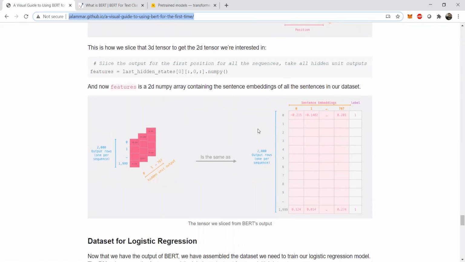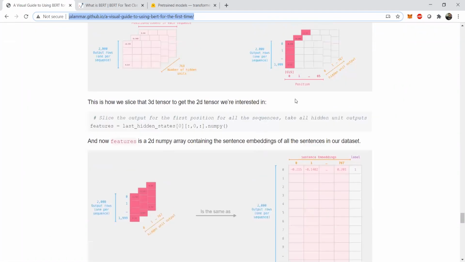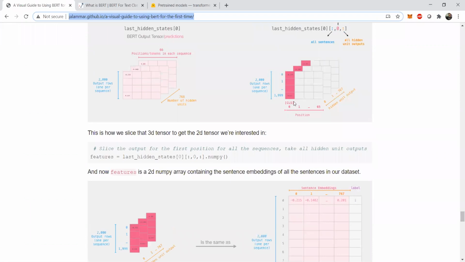Now the next part is that this is a 3D tensor that we get, which is denoted over here. So how do we scale this into a 2D tensor? Because in many cases, when we are abstracting BERT embeddings, we want to reduce the dimensions, right? So we have to create the embeddings in such a manner that we can reduce the 3D tensor to a 2D tensor. This is very simply done using NumPy by just appending .numpy to the last hidden states syntax.